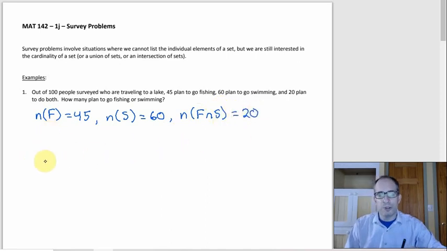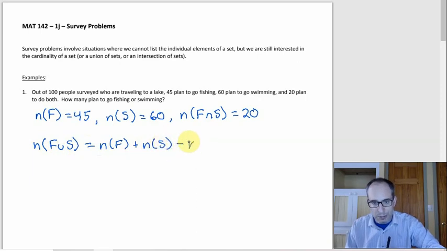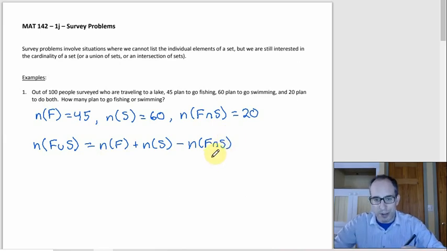And the thing that you could use, and this showed up a couple of sections ago, is the idea that the cardinality of the union would be equal to what you got if you added up the individual cardinalities of those two sets, but then subtracted out the cardinality of the intersection. And the reason you've got to subtract out the cardinality of the intersection is because after you've added these two together, basically you've counted the intersection twice. If you think about a Venn diagram, you would count the overlap twice because it's part of F and it's part of S. So you've got to subtract it out so that it's only being counted once.